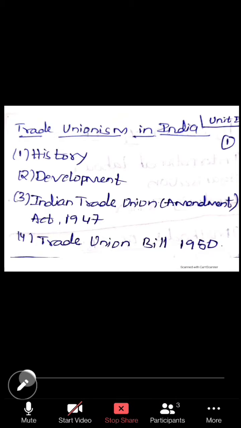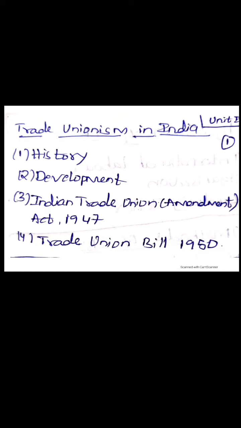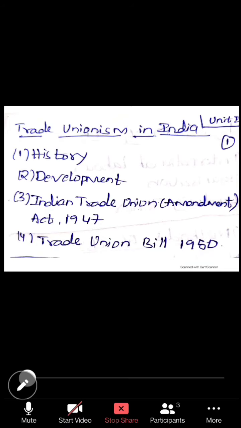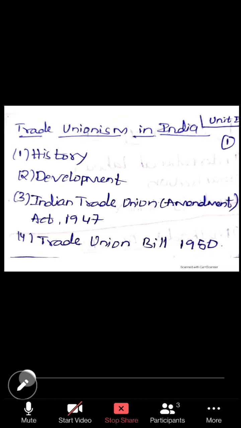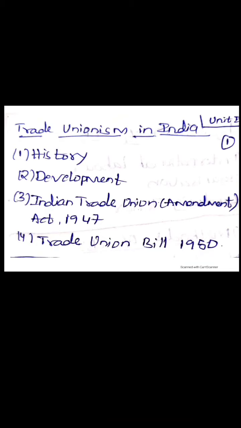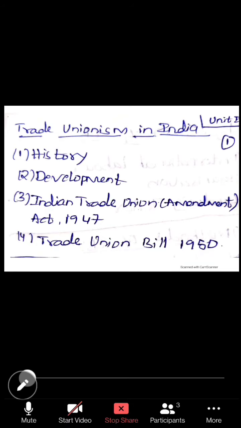The next is the Trade Union Bill 1950. In this you have to write that by the 1964 Act, Indian was deleted from the name. Before it was called the Indian Trade Union Act 1947, but in this bill they removed the term Indian and made it only the Trade Union Amendment Act.